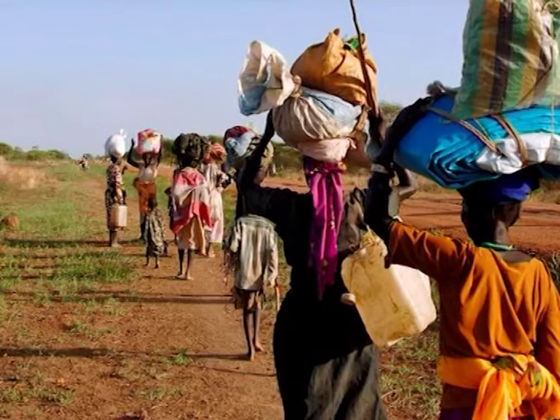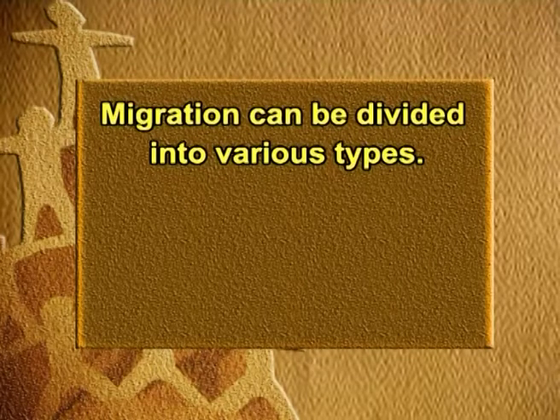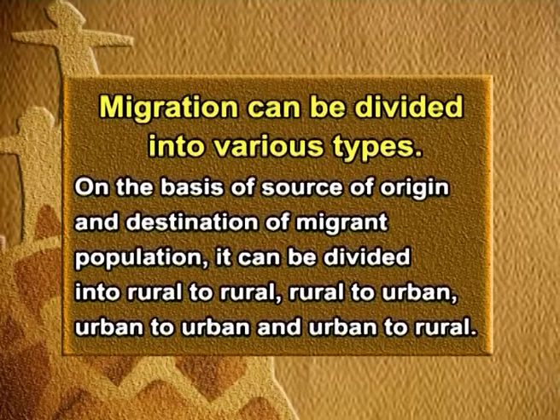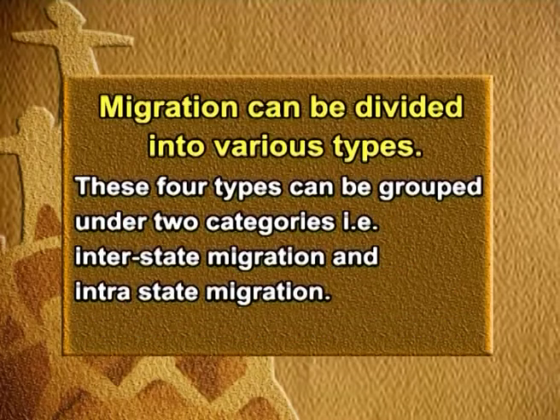Migration is an important factor for the growth rate of population. Migration can be divided into various types. It can be divided as permanent and temporary. On the basis of source of origin and destination of migrant population, it can be divided into rural to rural, rural to urban, urban to urban and urban to rural. These four types can be grouped under two categories, that is, interstate migration and intrastate migration.